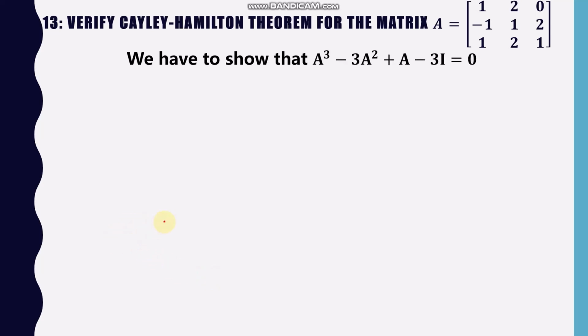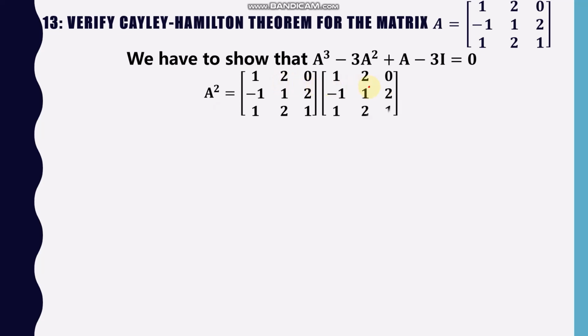So firstly, let's find out A square. A square is A multiplied by A. You first multiply the first row with the first column, then the first row with the second column, then the first row with the third column. I hope every one of you knows how to multiply two matrices. Okay, so you can check it yourself. A square will come out to be this.